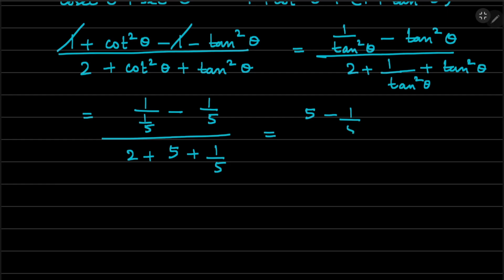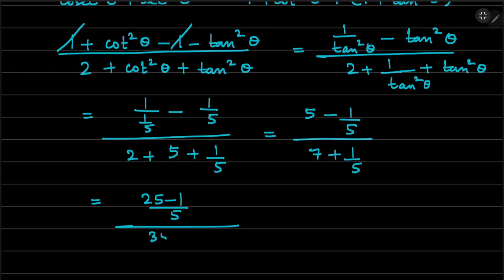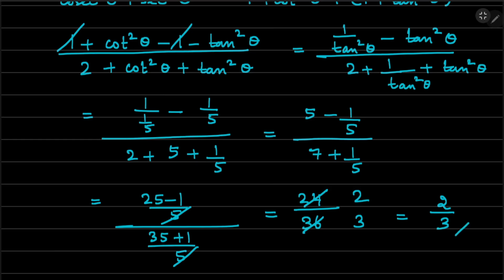So 5 minus 1 by 5 divided by 5 plus 2. 2 plus 5 is 7 plus 1 by 5. Take the LCM. The denominator will get cancelled. So it's 25 minus 1 by 5, whole divided by 7 fives are 35 plus 1 by 5. The denominator 5 will get cancelled. So what is left is 25 minus 1, which is 24, whole divided by 35 plus 1, which is 36. You can cancel it. 12 twos are 24 and 12 threes are 36, so the answer is 2 by 3.